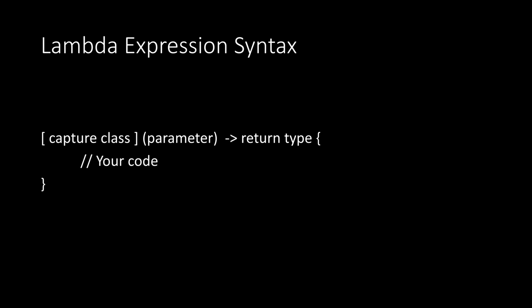Lambda expression has four major parts. First one is the capture clause, which is enclosed within square brackets. Next is the parameter, which is enclosed within the round brackets. Next is the return type. And another thing is your code block, which is enclosed within the curly braces. So we will see everything in a more detailed way.